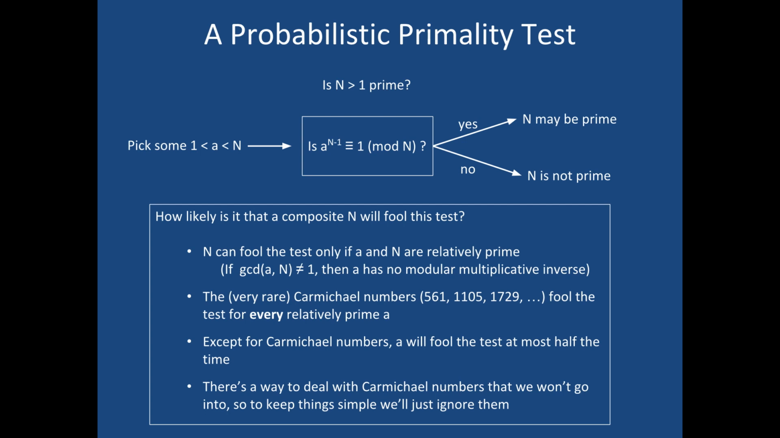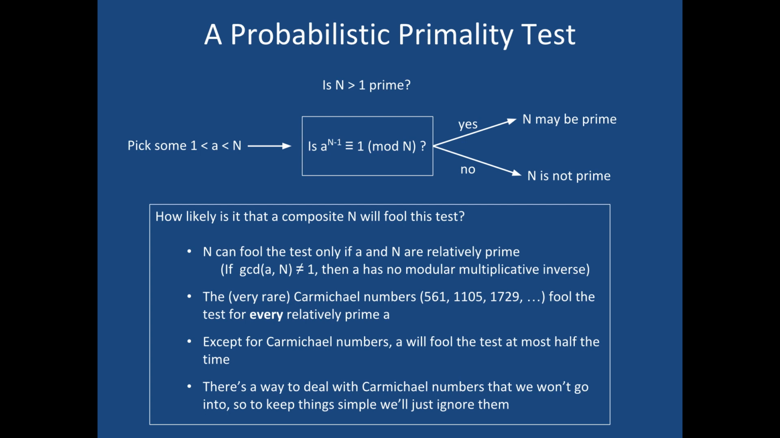They're called Carmichael numbers. 561. They don't fool it for every number. They don't because they can't. You can't fool it like I just said if A and N are not relatively prime. But Carmichael numbers are as bad as they get. They fool the test for every relatively prime A, which is to say they almost always fool the test. Except for those Carmichael numbers, A will fool the test at most half the time.